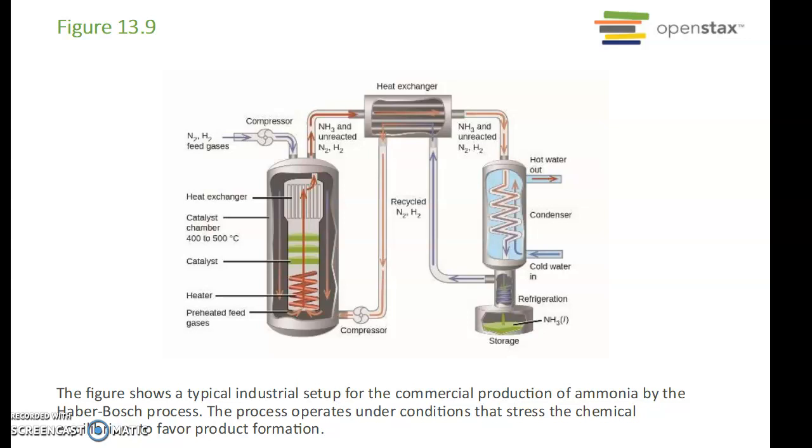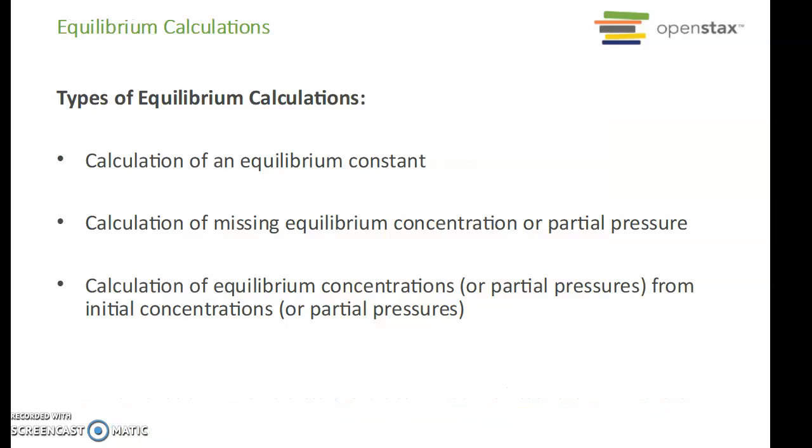So let's talk about equilibrium calculations. You can calculate an equilibrium constant by looking at what the different concentrations are when you finally reach that. Also, if you are given a missing equilibrium concentration or partial pressure, you can use the other values there and knowing what that equilibrium constant is to determine what concentration would finally result.